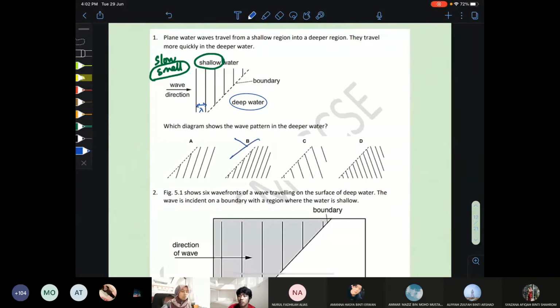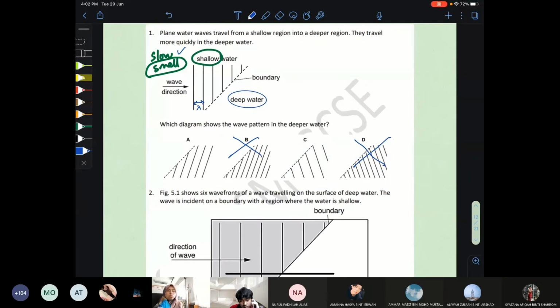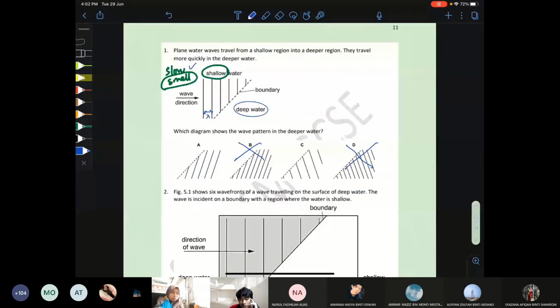Jadi mana ni? B terus cross. Kenapa B cross out? D pun terus cross out. Kenapa? Wavelength kecil. So dah tak payah fikir. Sekarang cara nak kena ingat, kena cakap slow. Tapi you cannot see the motion. So sekarang it's either A or C. Tapi if you look at A pun, the wavelength is not big enough. It's not right kan? Okay, sebab saya dah kecilkan ni. Okay, right. So C is the best one.